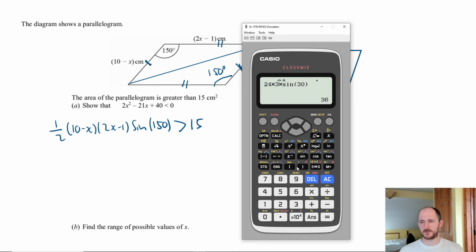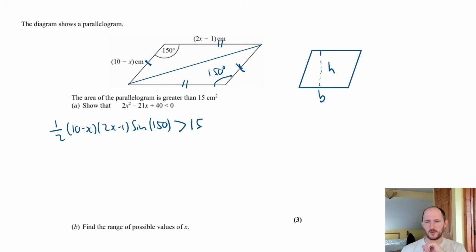I actually can't remember off the top of my head. Oh, it's a half again, of course it is. So that's also a half, intriguing. So we're going to have a half times a half. So it's going to be 1 over 4, 10 minus x, 2x minus 1, is greater than 15.